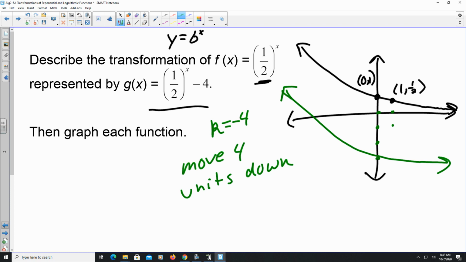The one big thing you have to recognize in this one is that for the original graph, my asymptote is at y equals 0. Now I have a new asymptote, and it comes from the translation. My asymptote here would be y equals -4, because it moved down 4 units.